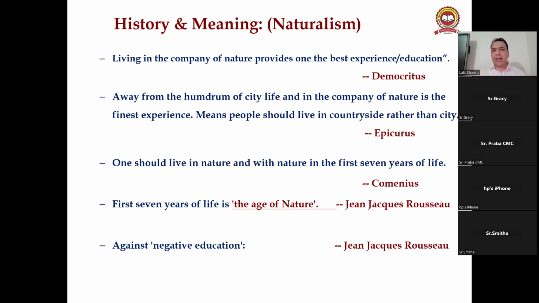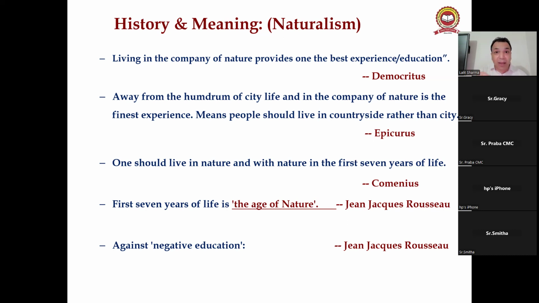So what does Democritus say? Democritus, who was a naturalist, said that living in the company of nature provides one the best experience. Living in the company of nature, visit a hill station, visit where there is a lot of grass, a lot of greenery. You will get the finest experience, said by Democritus.